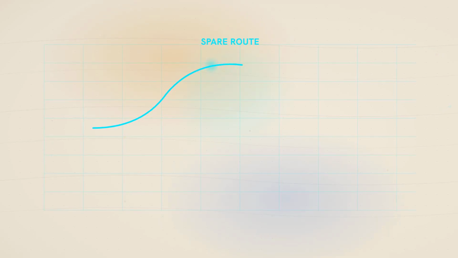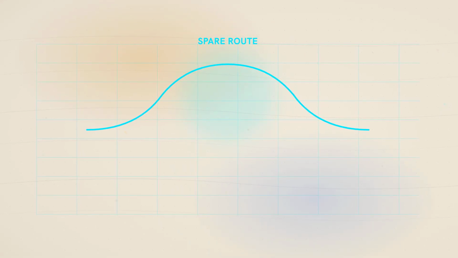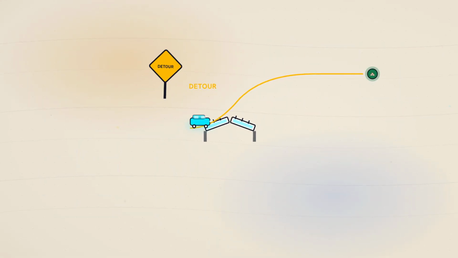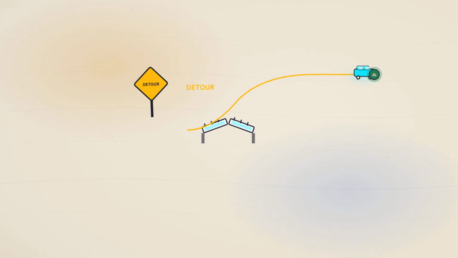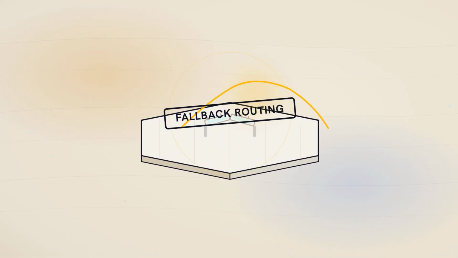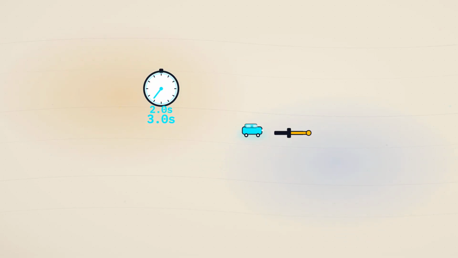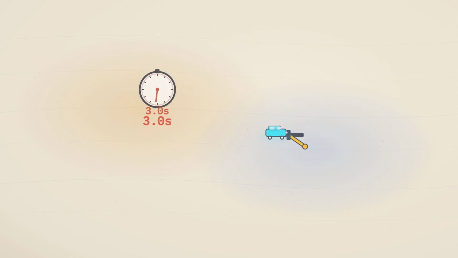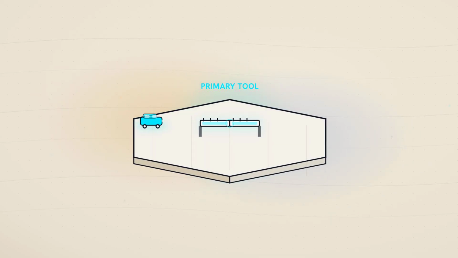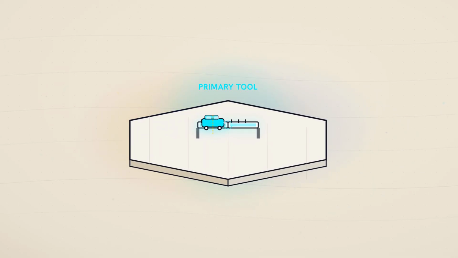Picture yourself driving out to a remote cabin for the weekend. You're round a corner and the main bridge is completely washed out. If there aren't any detour signs, you just sit in the mud staring at the gap. In system design, we call this setup fallback routing. It covers things like bad tool calls, API timeouts, and rate limits.